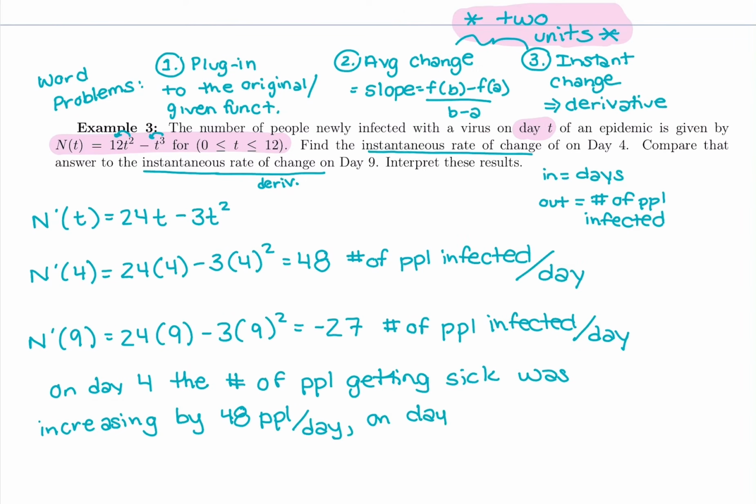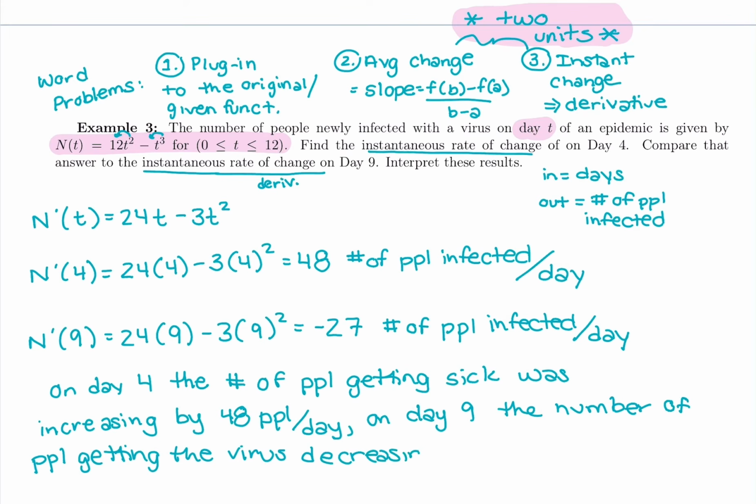On day 9, though, the number of people getting sick, or people getting the virus, was what? It's negative 27. So if you have a negative slope at that instant, is it increasing or decreasing? It was decreasing by 27 people per day. Notice we don't say decreasing by a negative 27 because a negative and a negative cancel and make it positive. So we just say decreasing. That accounts for the negative, and 27 people per day.